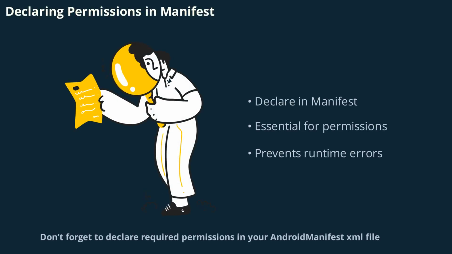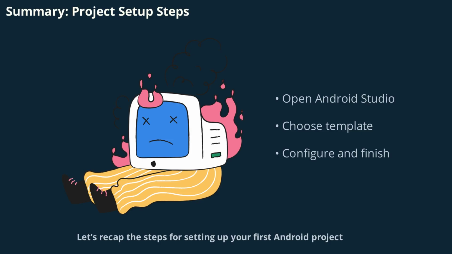Don't forget to declare required permissions in your Android manifest.xml file. For example, to use the camera, add the camera permission. Without this declaration, your app won't be able to request or use the permission, even if your code handles the runtime request correctly. Let's recap the steps for setting up your first Android project.